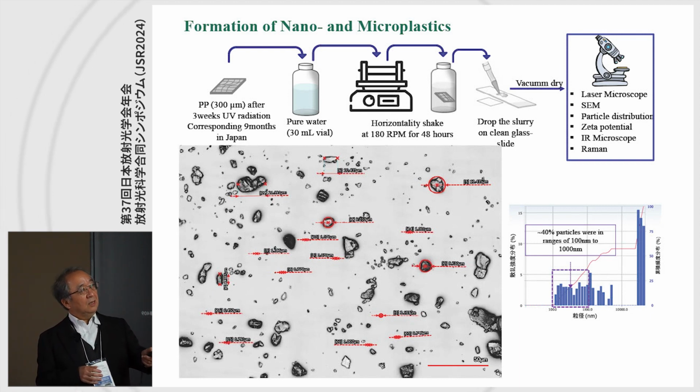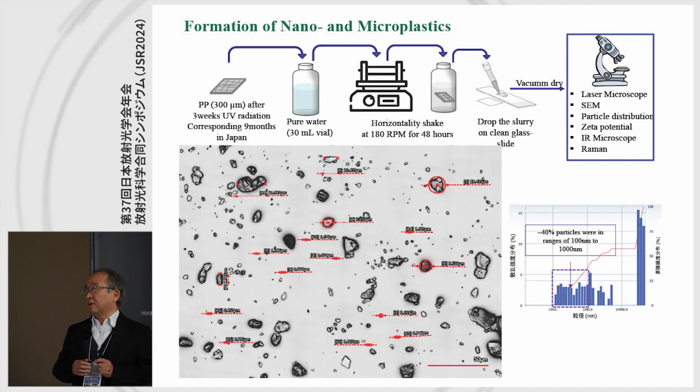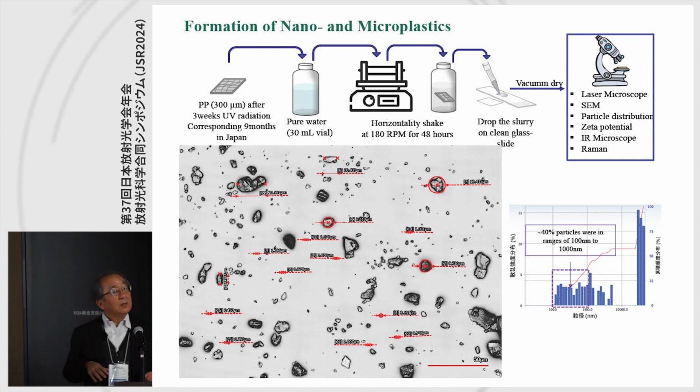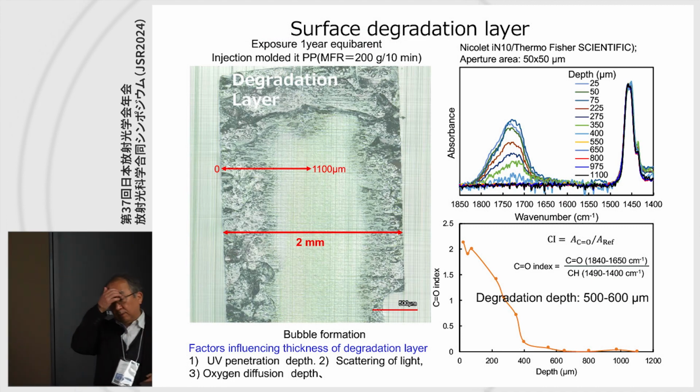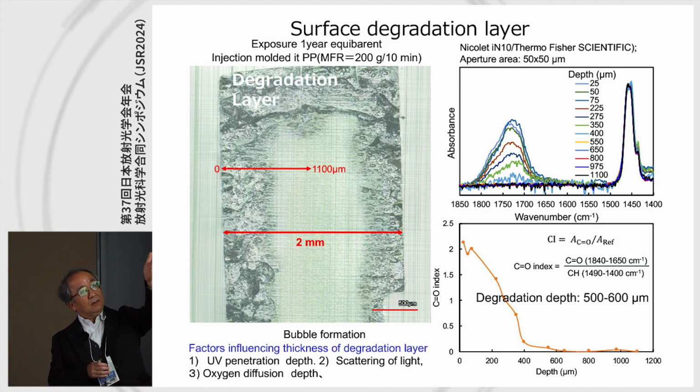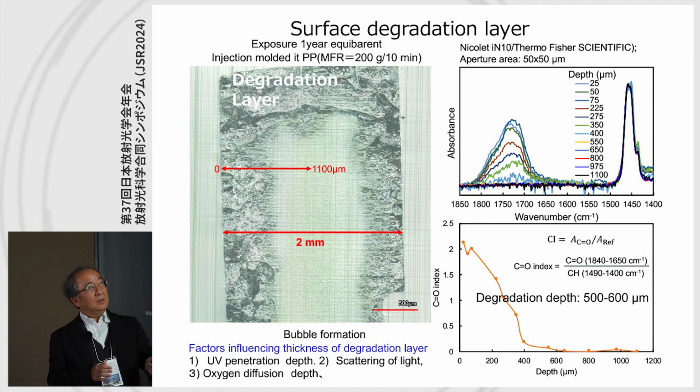So this is dynamic light scattering data. Also, the surface is highly negative. Polypropylene is a non-negative hydrophobic surface, but oxidation finally made the surface hydrophilic. So we tried to characterize this injection molded sample by cross-section, by microscope, and also IR.